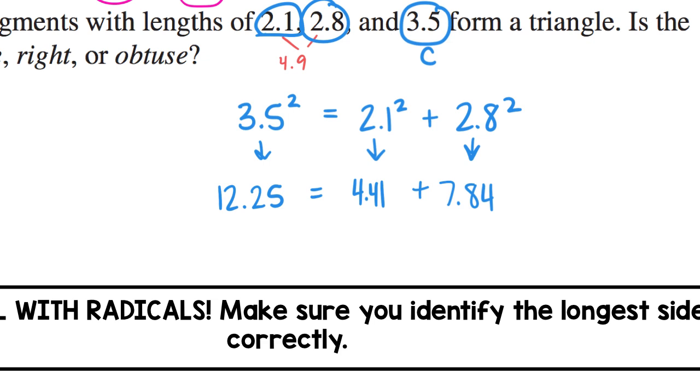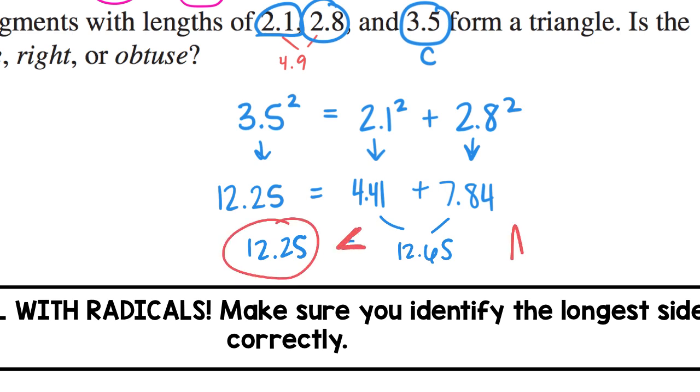Okay, so I went ahead and squared the numbers so you can see what they equal here. And then if I add these up, this is going to be 12.65. And if I compare these, this is less than 12.65, so that means this is acute.